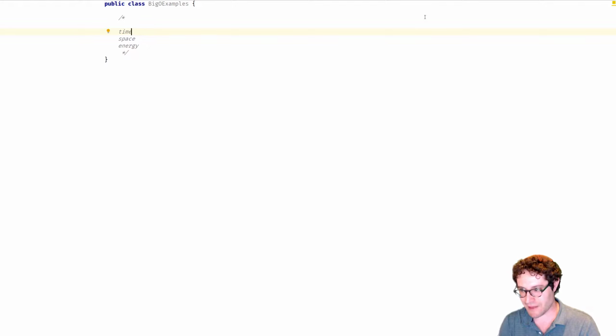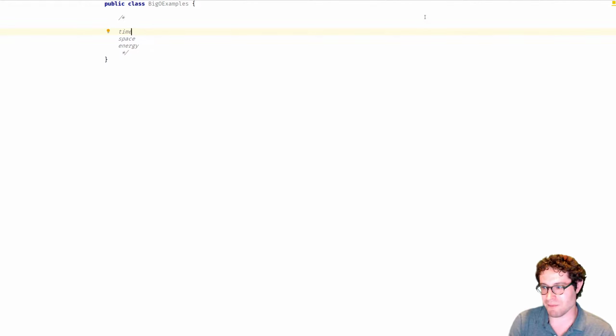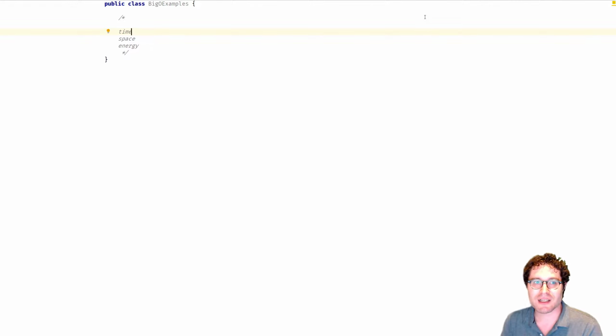That program is useless if it takes enough time that the sun dies. That program is useless, right? Yes, it's technically a program because there was a finite amount of time, but the amount of time has to be useful. Time is important. Time is the most valuable resource because you cannot buy more of it. You cannot get more time.